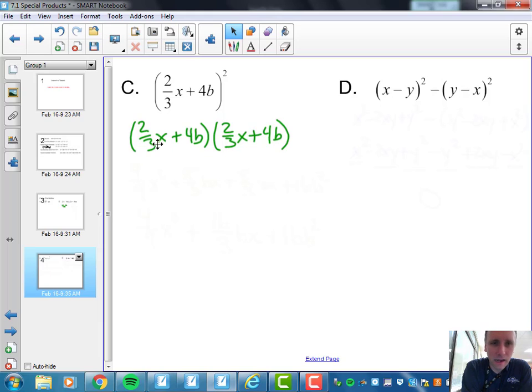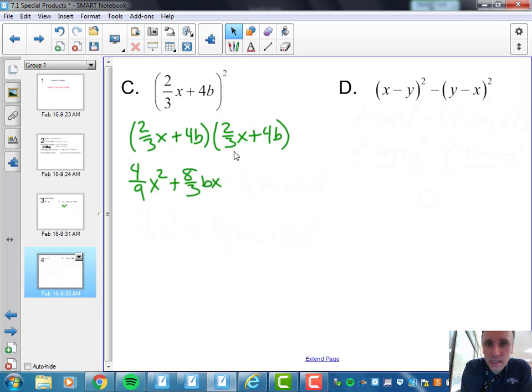So let's do that. Let's take our 2/3 x times 2/3 x, first terms. So 2/3 times 2/3, multiply numerators, multiply denominators, that's 4/9 x squared. Outside terms, I got 2/3 x times 4b. 4 is 4 over 1, so 4 is in the numerator. So I'm only going to multiply the numerator by 4. So I'm going to do 2 times 4, that's 8/3 bx. Remember, variables, put those in alphabetical order. So b comes before x.